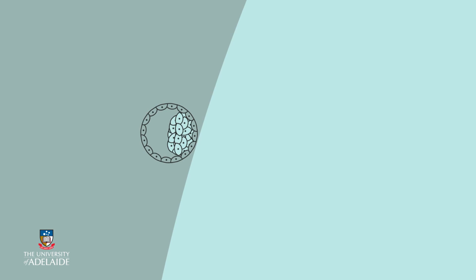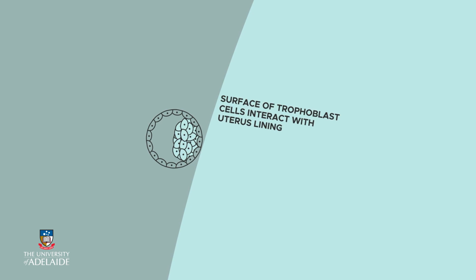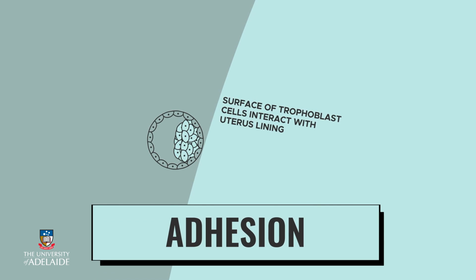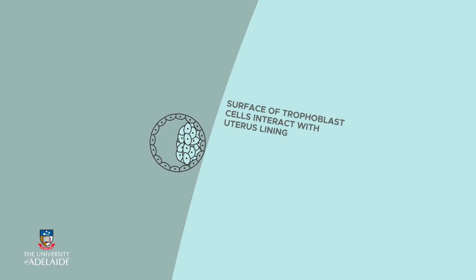Apposition is the very first loose connection between the blastocyst and the endometrium. After the apposition of the free blastocyst at the uterine epithelial surface, the microvilli on the surface of the outermost trophoblast cells interact with the lining of the uterus. This is called adhesion, and the blastocyst realigns itself so that the inner cell mass is adjacent to the uterine wall and the trophoblast over the inner cell mass contacts the endometrium.